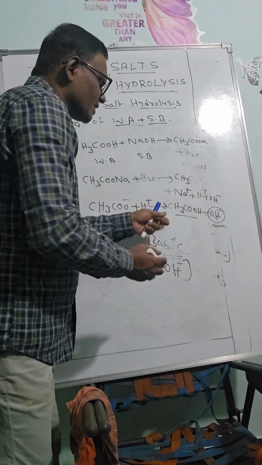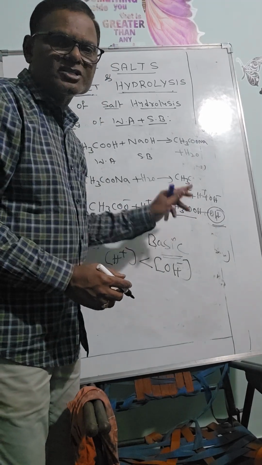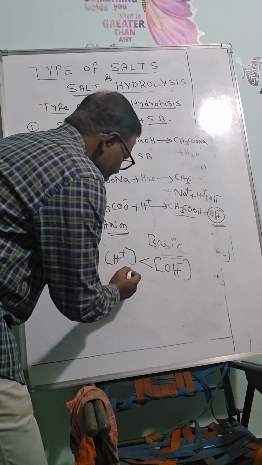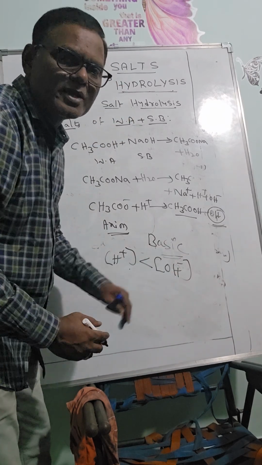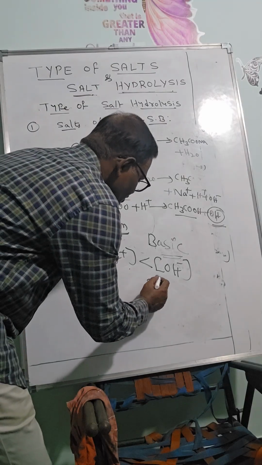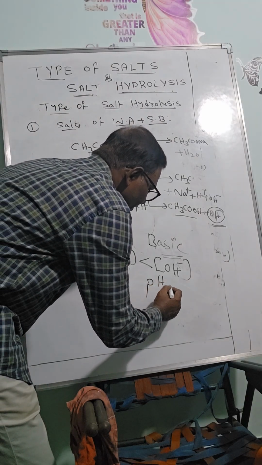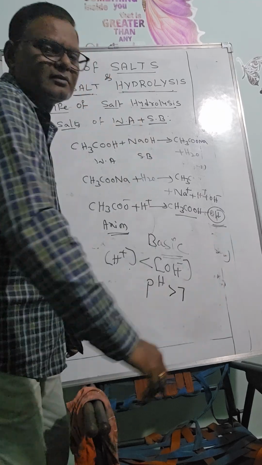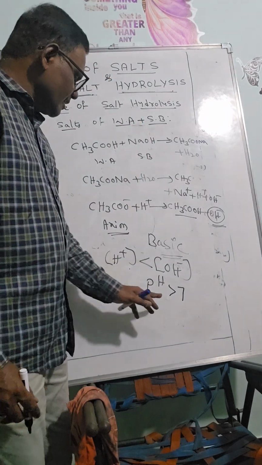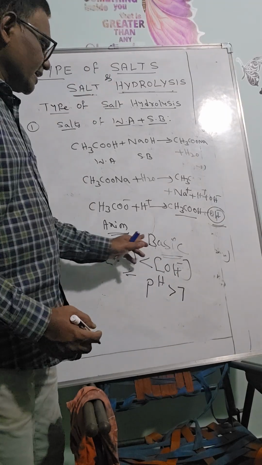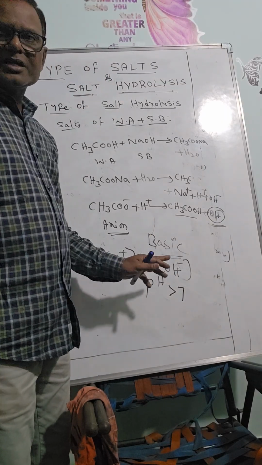But acetic acid still remains constant, not ionized. So that's why H plus ion concentration is less, OH minus concentration should be more. Therefore, what is the pH value, children? The pH value is greater than 7. The number of H plus ions is less, OH minus ions are more. Here the nature of the solution is basic nature.